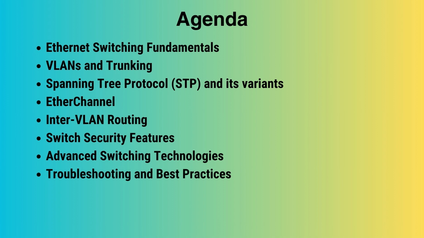Let's understand the agenda for today. We'll explore 8 main topics. First, we'll cover the basics of Ethernet switching, where you'll learn how switches manage data using MAC addresses and keep everything running smoothly. Then we'll dive into VLANs and Trunking, explaining how to divide and manage network traffic efficiently. Next, we'll look at the Spanning Tree Protocol (STP), which keeps our network free of loops.